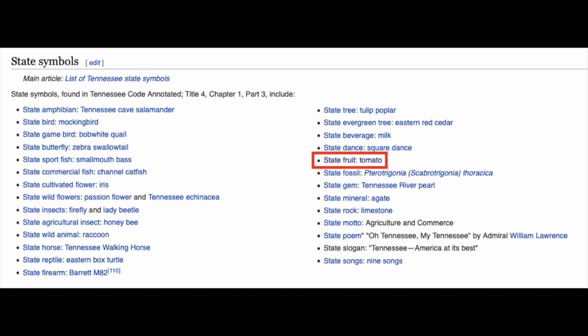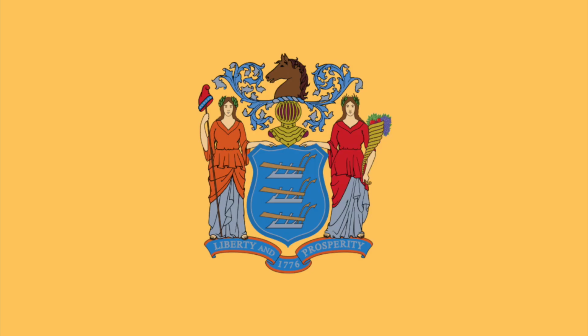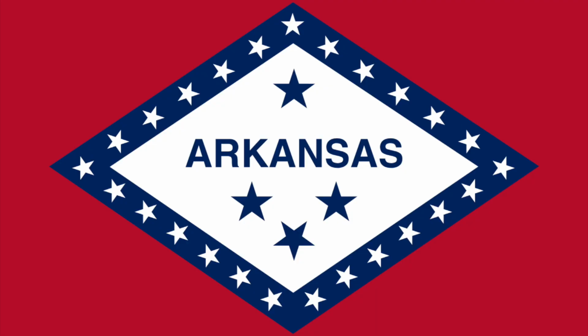Ask someone from Tennessee and they might tell you they are fruits, considering their state fruit is the tomato. Activists in New Jersey attempted to make the tomato its state vegetable in 2005, and Arkansas smartly sits on the fence in this ongoing debate by having the tomato as both its state fruit and state vegetable. Clearly, the debate of whether tomatoes are fruits or vegetables is one that rages on today.